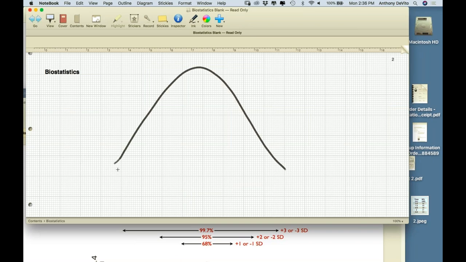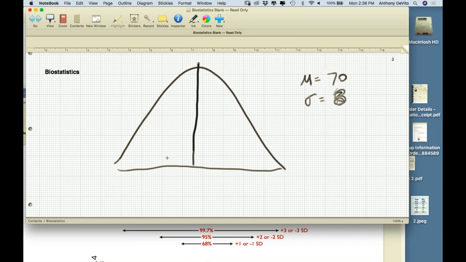Okay. And I'm going to give it a little bit different numbers here. Mu is equal to, let's say, 70, maybe it's a test score or something like that. Sigma is equal to 8. A little easier to read, 8. So I'm going to say, this here's the middle, which is 70, the mean.